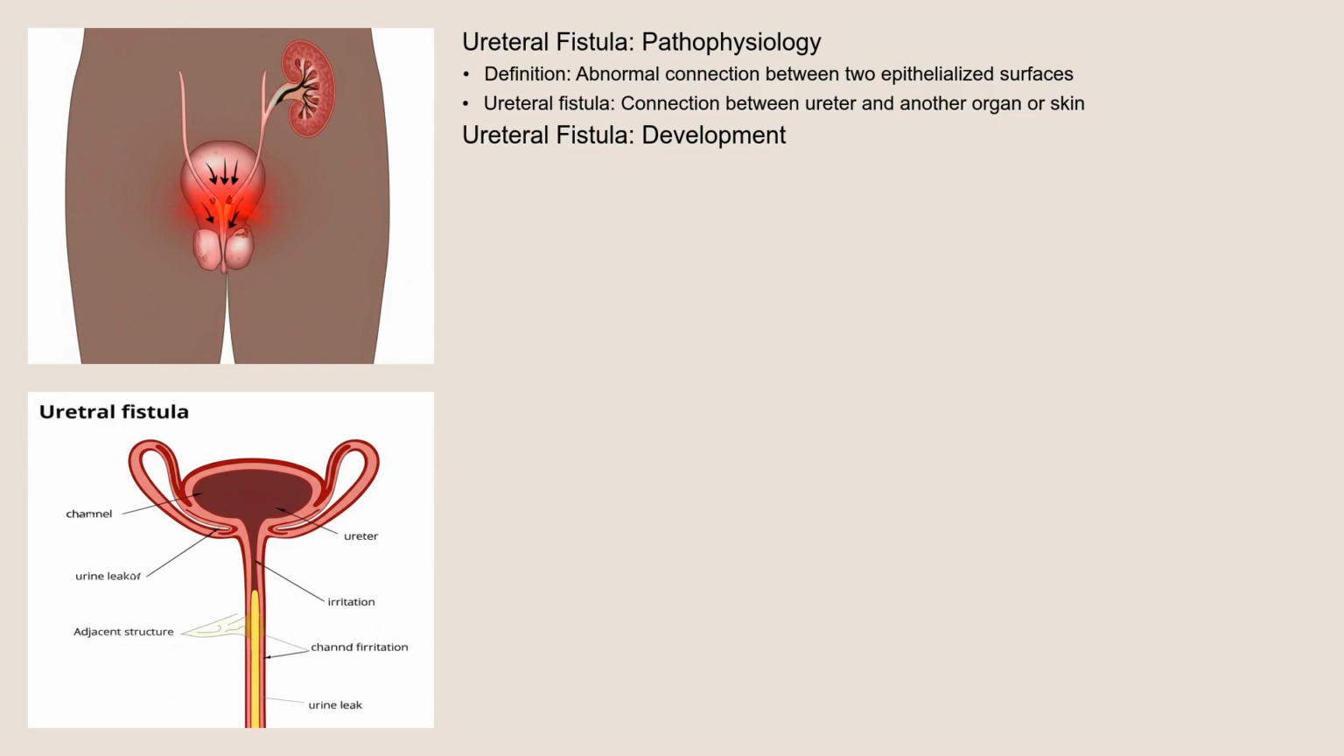Instead of the ureteral tissue repairing itself, an abnormal channel may form, allowing urine to leak from the ureter to an adjacent structure. This leakage can lead to inflammation, infection, and a variety of other complications, depending on the location and size of the fistula. The constant irritation caused by urine leakage further impedes healing and perpetuates the problem.